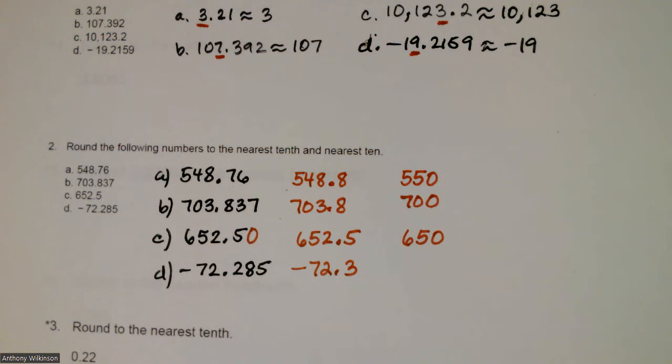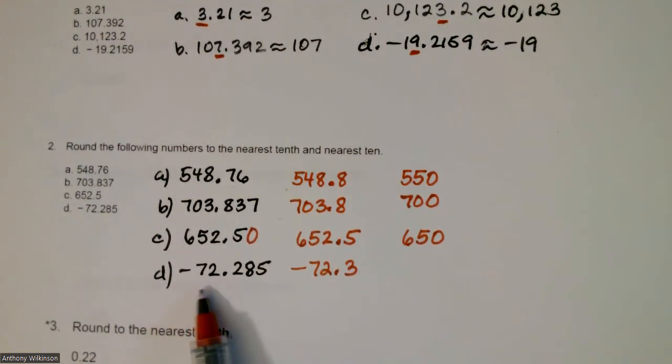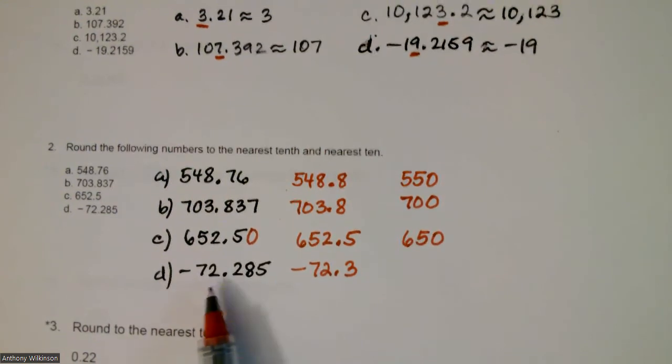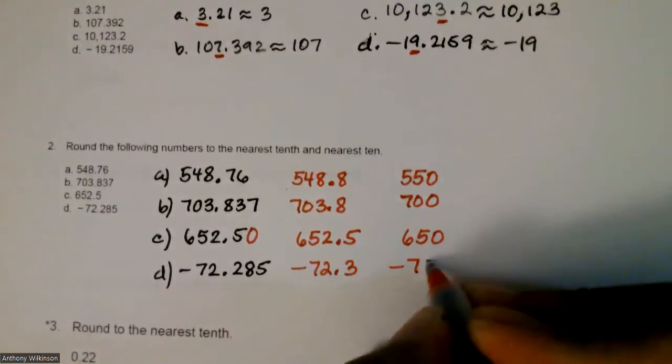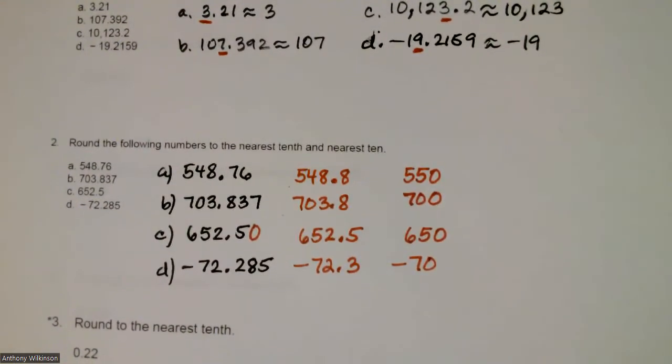And then to the nearest 10. Well, the 7 is a digit in the tens place. To the right of that is 2. 2 is less than 5, so this 7 remains the same. So it'll be negative 70.